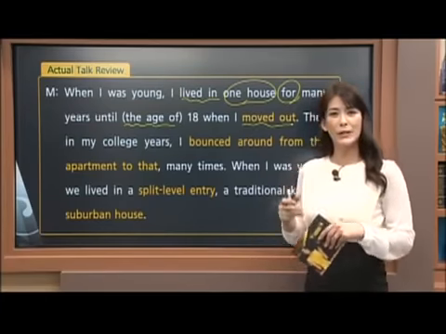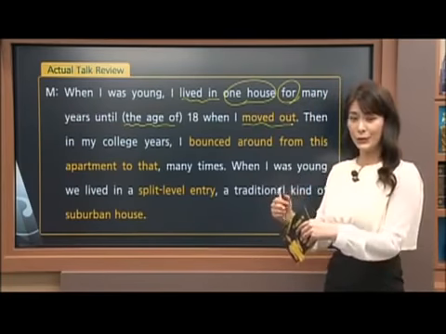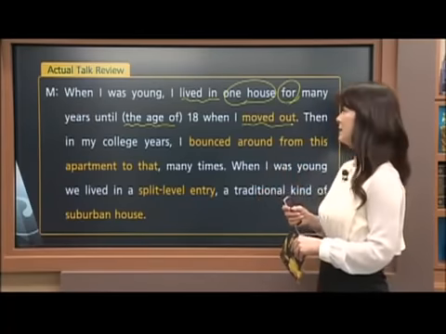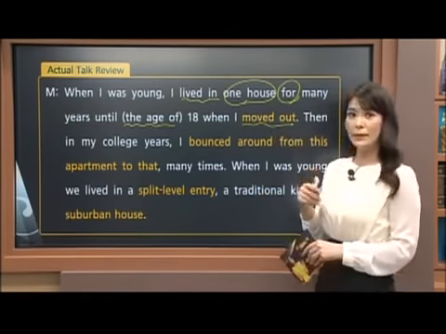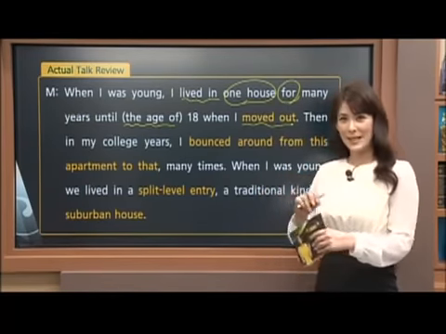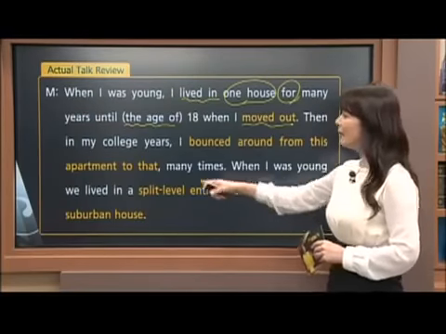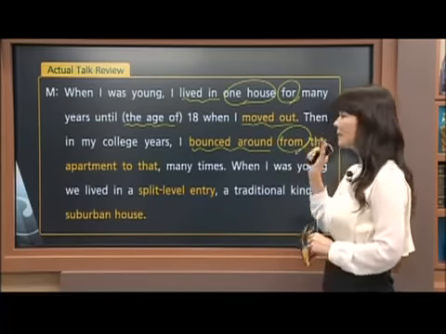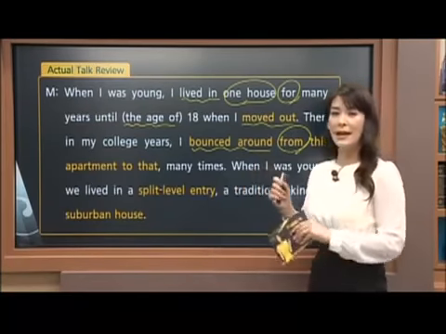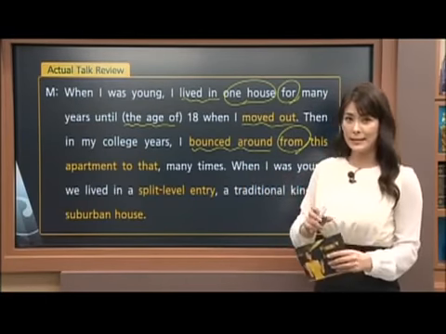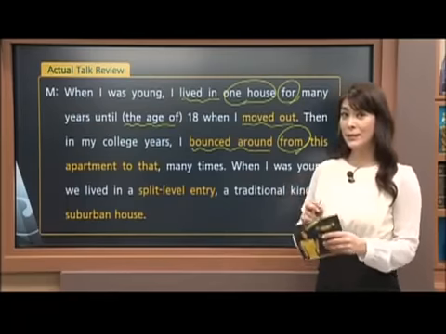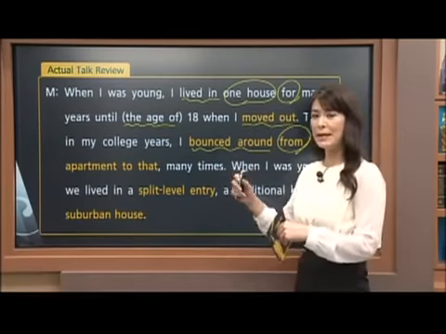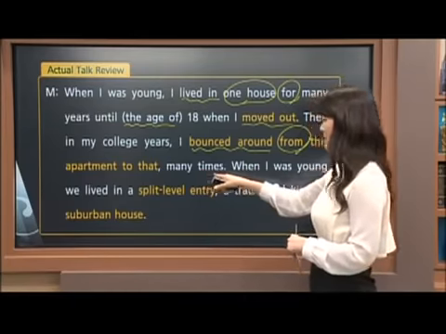Now, when I moved out, see, we've got it right here once again. As we were brainstorming, we talked about moving into a place. The opposite is to move out of a place, okay? 이사 나가다. So when he was 18, he moved out. Then in my college years, I bounced around from this apartment to that. I bounced around from place to place, from this house to that house, okay? From this apartment to that, meaning that apartment. Many, many times he says.